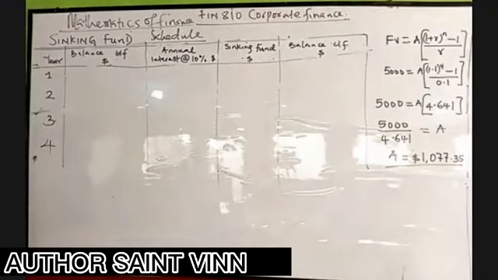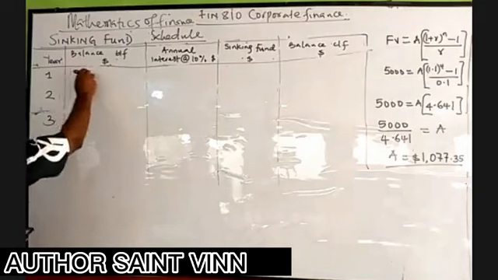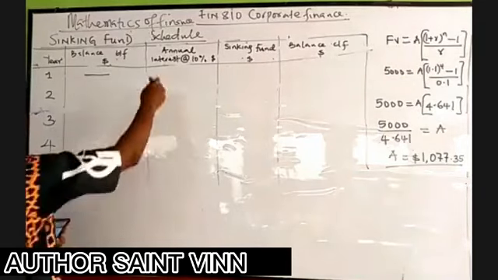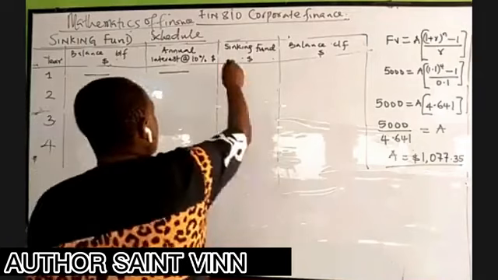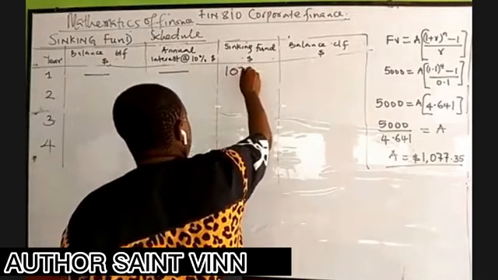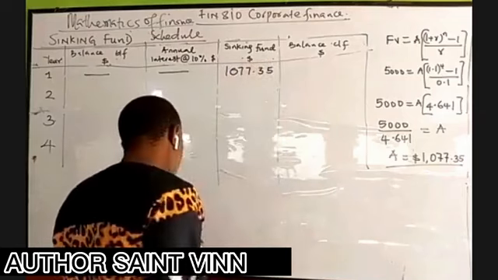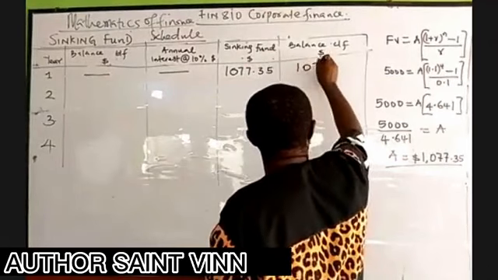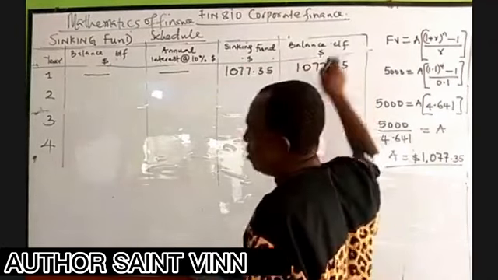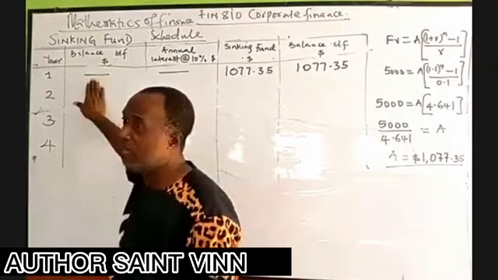Are we following? We are talking about saving for the future. We don't have any money on ground, do we? We want to save, so there's nothing here. There's nothing to calculate interest on. We have not started having anything. So we are starting with 1,077.35, and if you add this plus this, it will still give us 1,077.35. Is it clear?